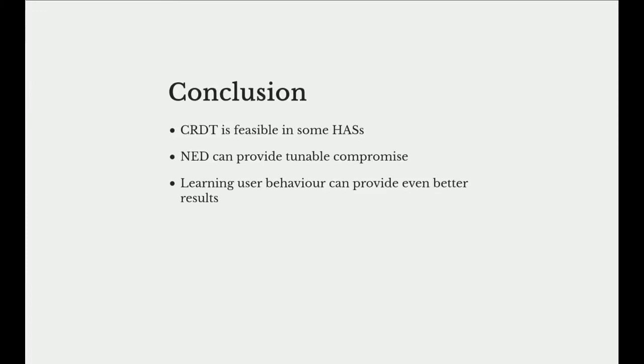With this, I would like to conclude my talk. We have seen that constant rate dummy traffic is not necessarily infeasible for some home automation systems, depending on the hardware used. For example, if the system uses regular Wi-Fi hardware, then constant rate dummy traffic might actually be the way to go to achieve perfect epsilon-delta private communication, so perfect privacy at moderate costs. In other cases, naive exponential dummies can provide a tunable compromise between privacy and energy efficiency, and other algorithms that learn user behavior and try to adapt might even provide better results using less energy.